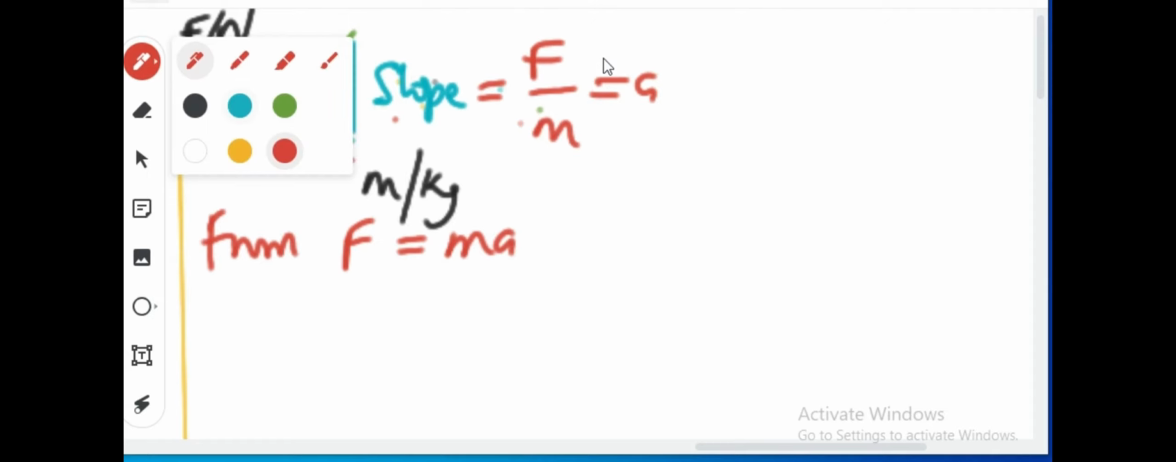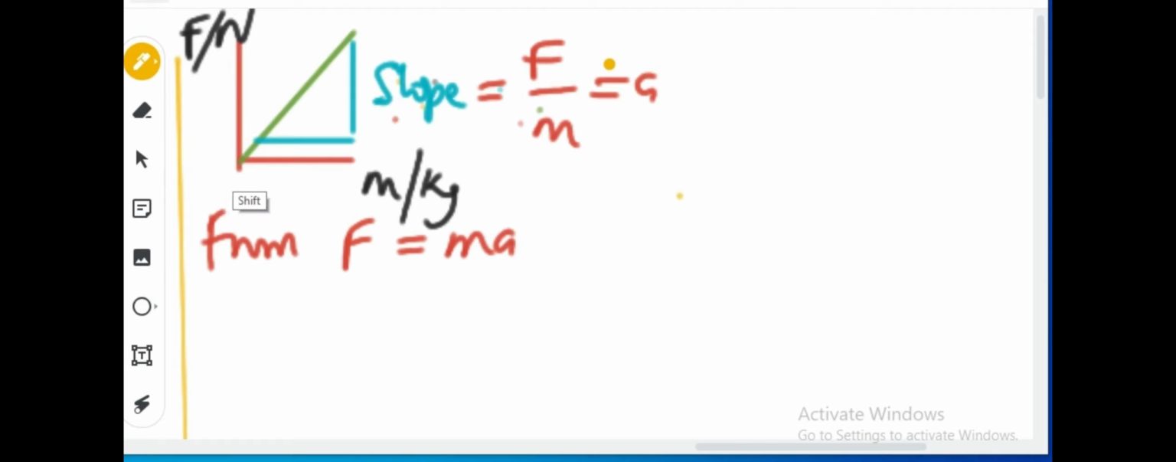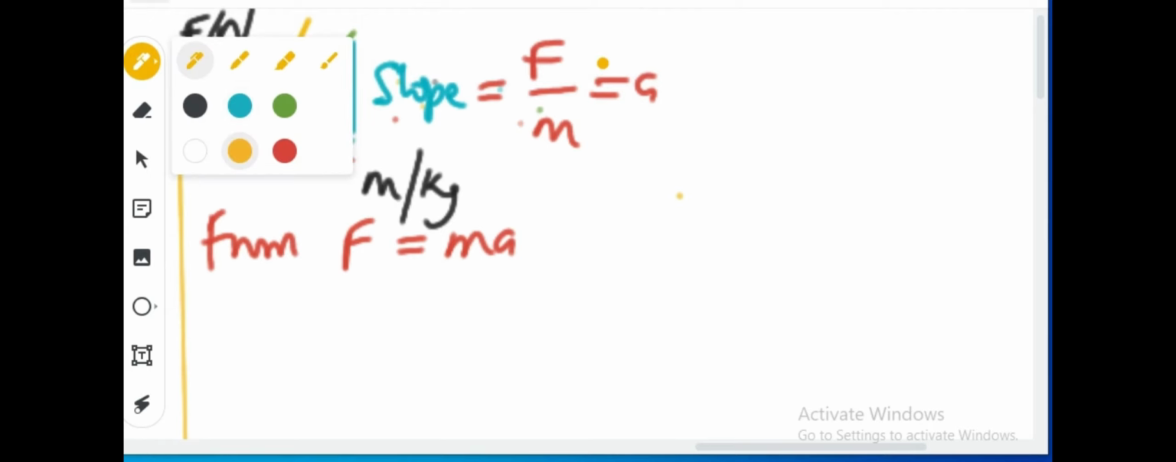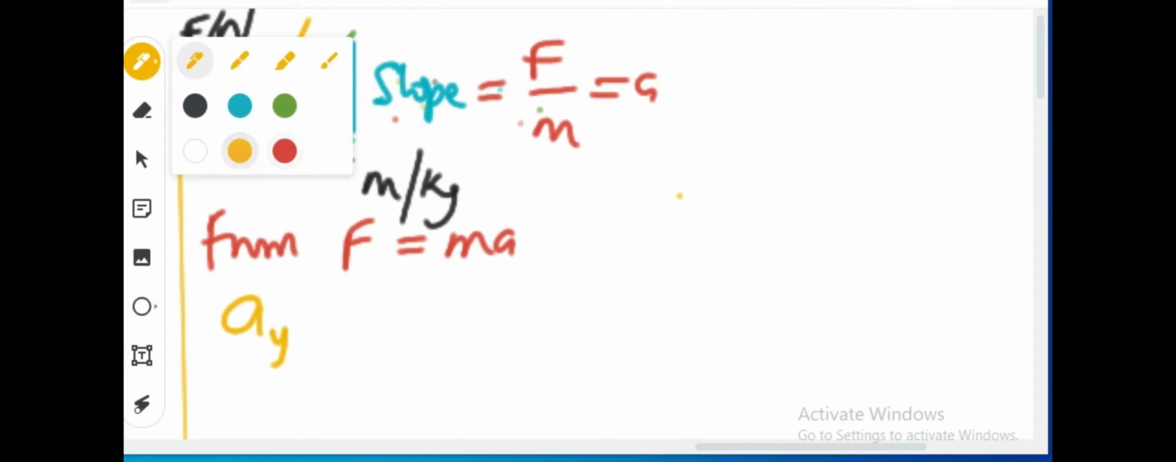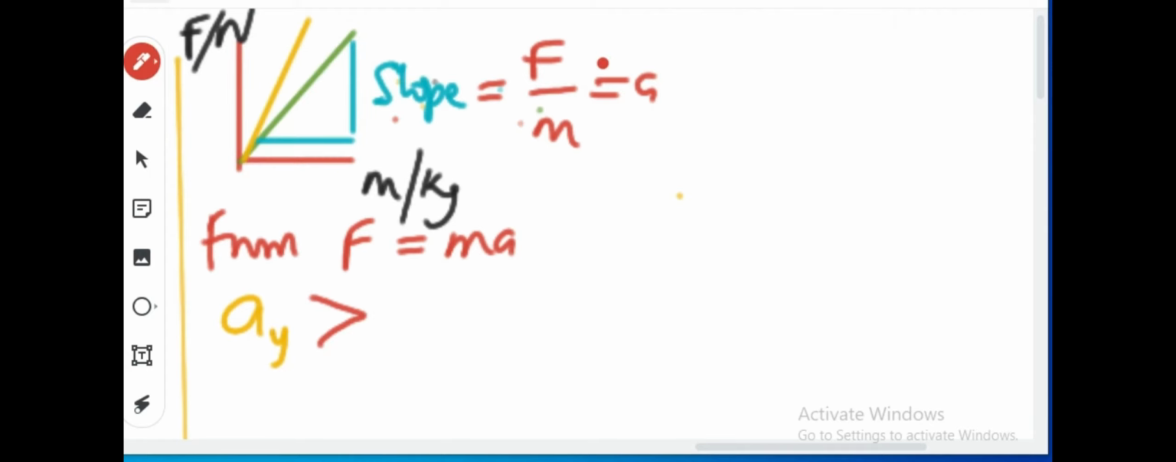If you have this and you have this, which one produces a bigger acceleration? The yellow one. The yellow one produces a bigger acceleration. So the acceleration for the yellow one is bigger than the acceleration for the green one.